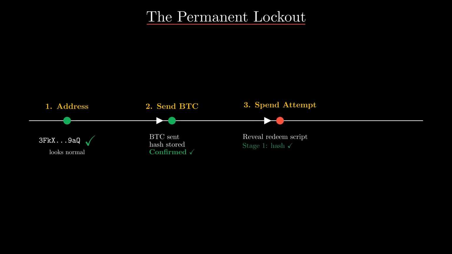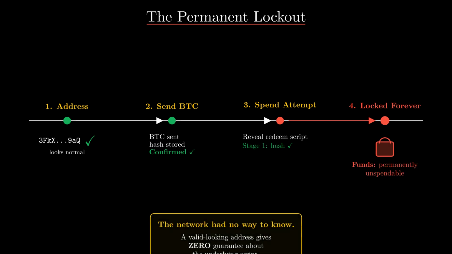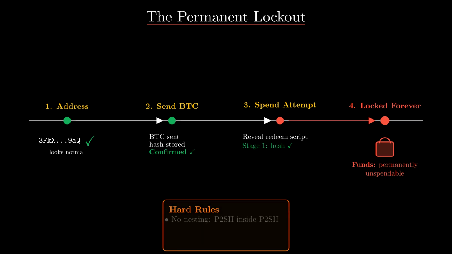Stage 1 passes, the hash matches. Stage 2 fails, the script is malformed. Those coins are now permanently unspendable. There are also rules. You cannot nest P2SH inside P2SH, and putting OP_RETURN inside a redeem script is technically allowed, but guarantees failure on every spend attempt, locking funds forever.